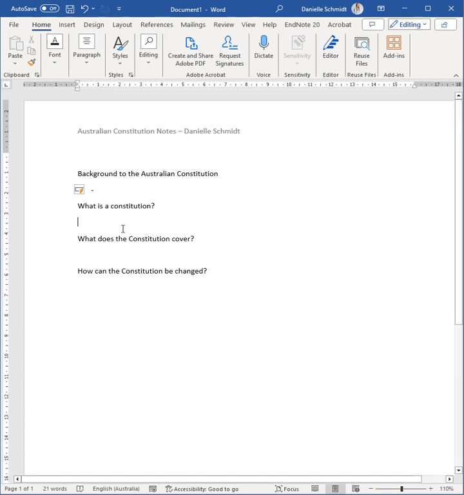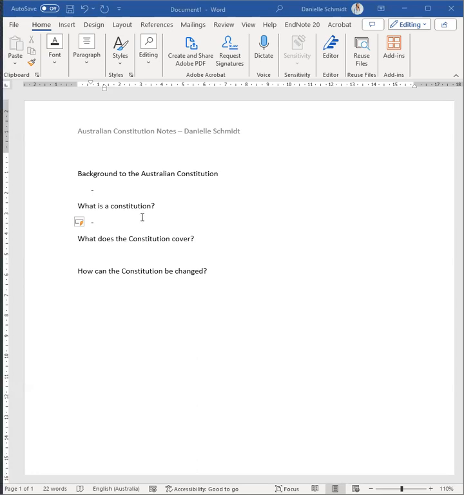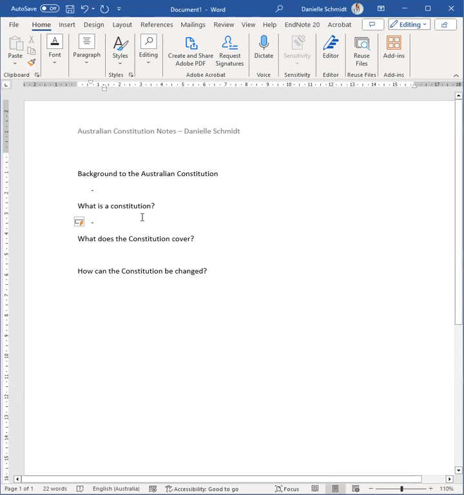So let's start. We're not going to start at the top. We're going to mix things up. We're going to start with what is a constitution. So a national constitution is a set of rules for governing a country. So let's write that down.